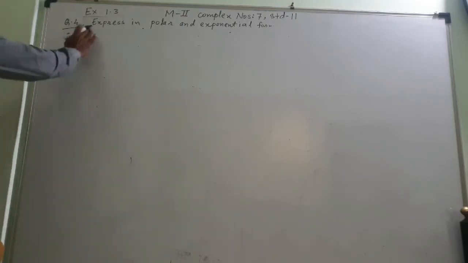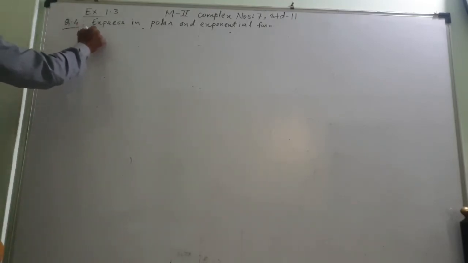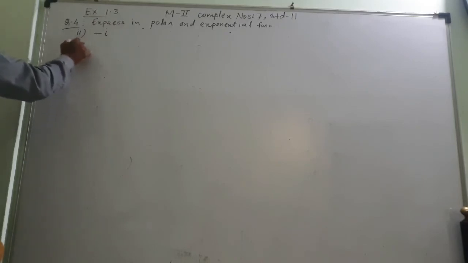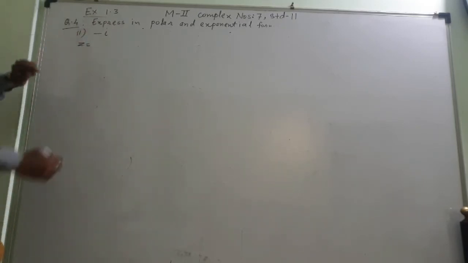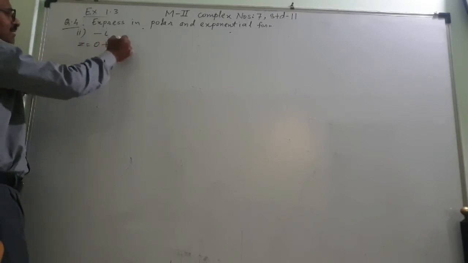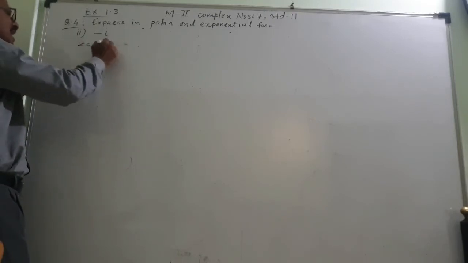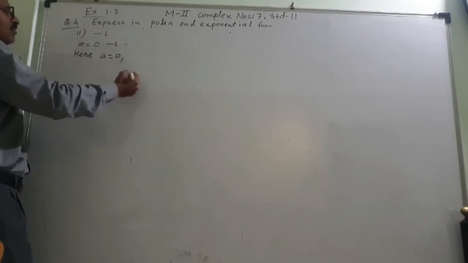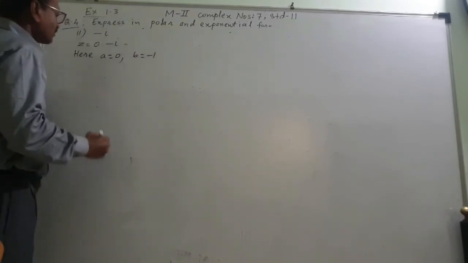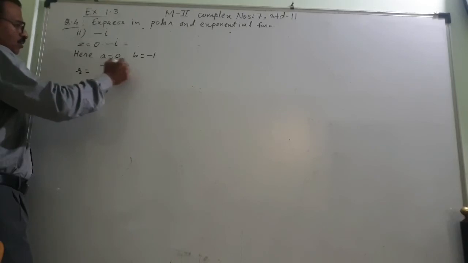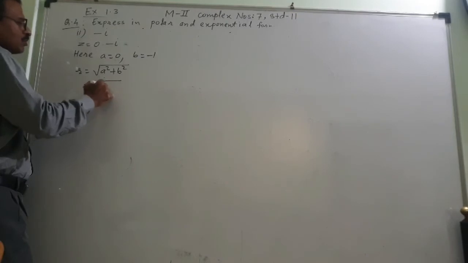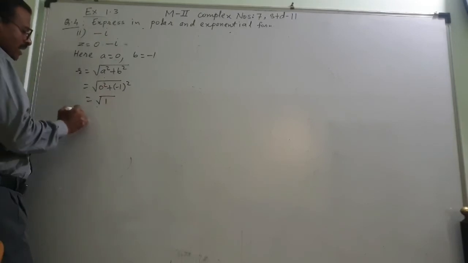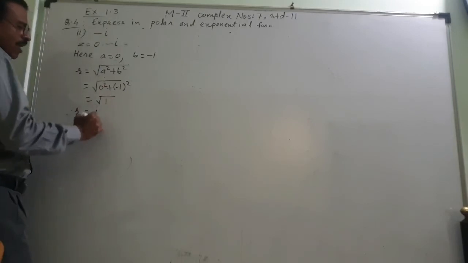Second question I left. Second one is minus I. Z is equal to, now here the real part is not there. 0 plus minus I means 0 minus I. Here A is equal to 0, B is equal to minus 1. R is equal to under root of A square plus B square, that is equal to under root of 0 square plus minus 1 square. So that is equal to under root of 1, and therefore R is equal to 1.